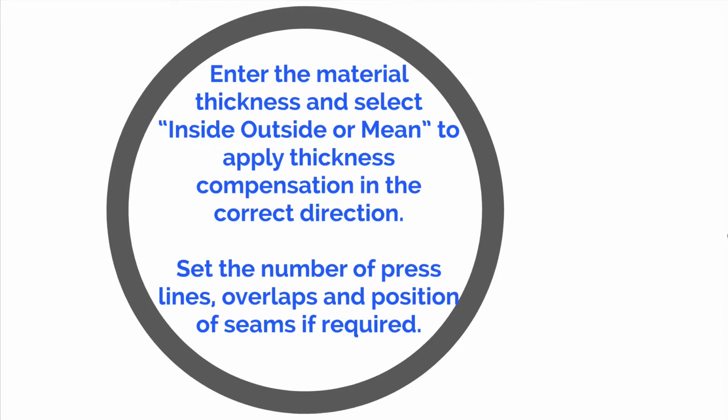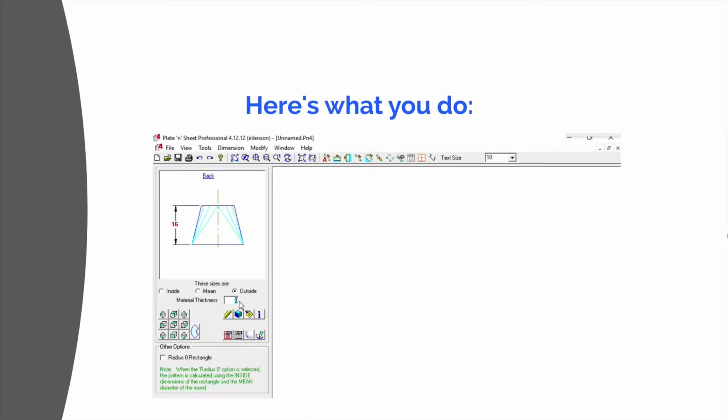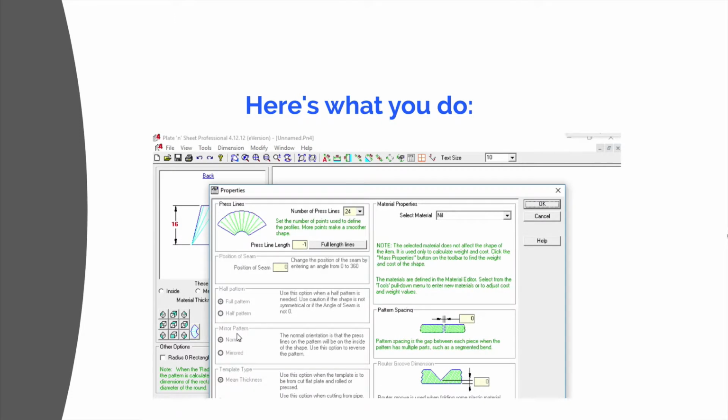Enter the material thickness and set the number of pressed lines, overlaps, and position of seams if required. In the middle of the dialog box on the left, you'll see a material thickness. Underneath, you'll see some small icons. Choose properties and select the number of pressed lines you require.